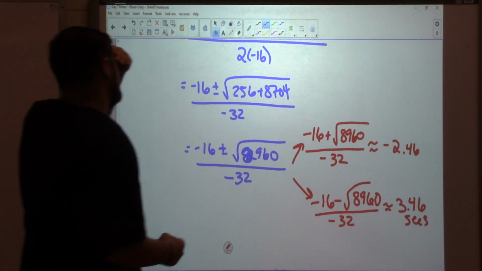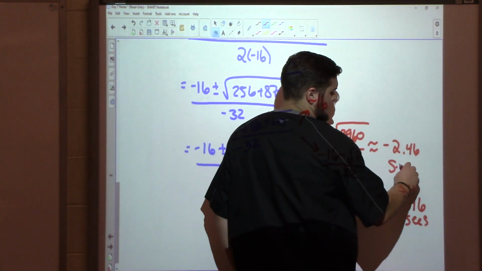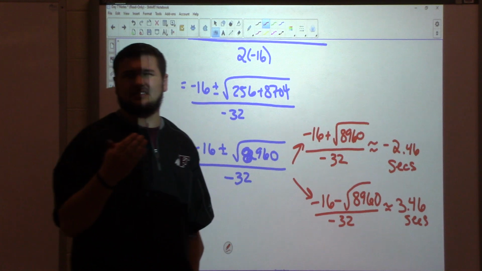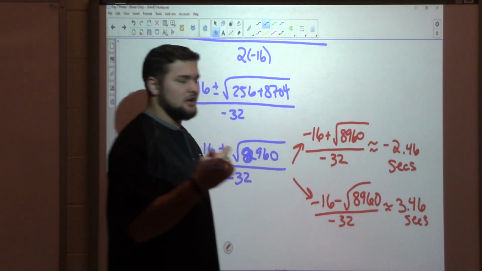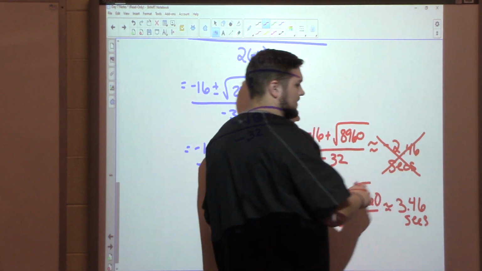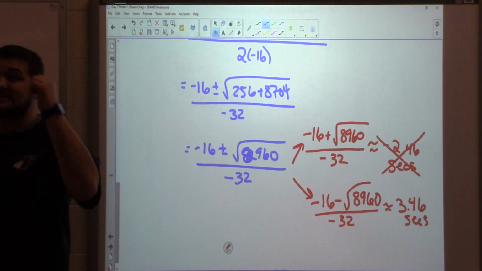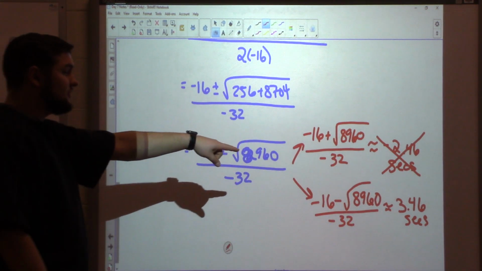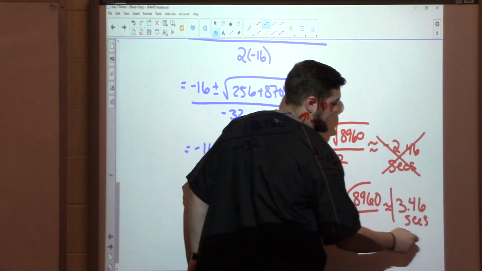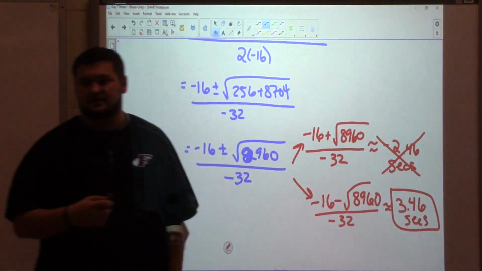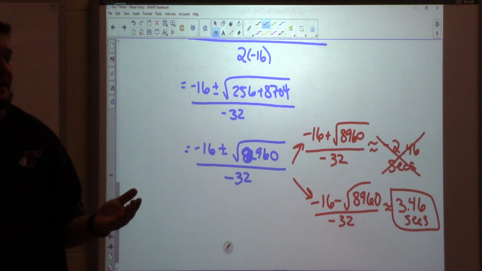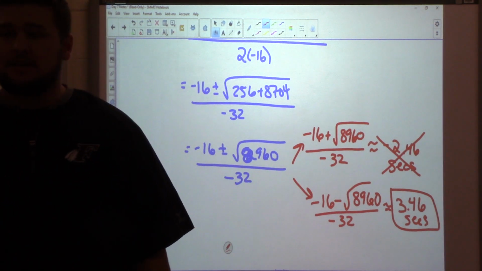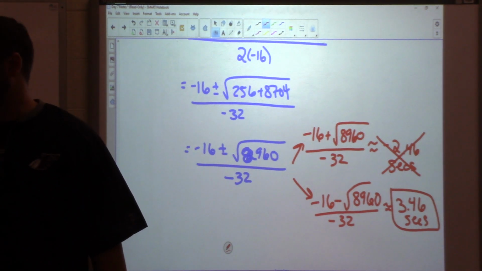So he hits the water after negative 2.46 seconds. Does that make any sense? No, a negative answer does not work here. He can't go back in time to hit the water, but he can hit the water in 3.46 seconds. That is a good answer. Okay, so you've got to be careful. Think about the answers you get. Alright? Any questions? Okay, let's keep going.